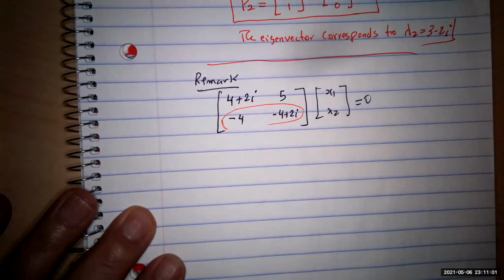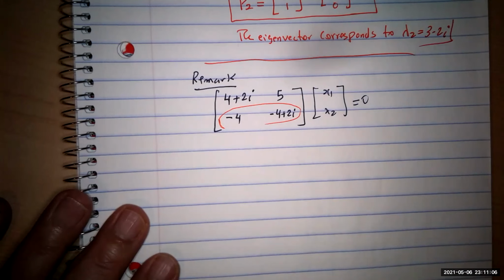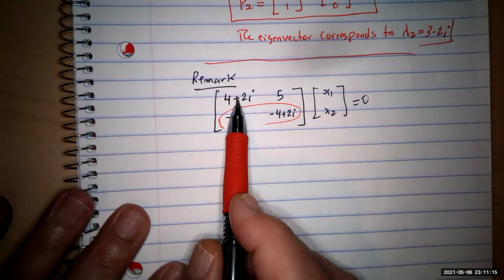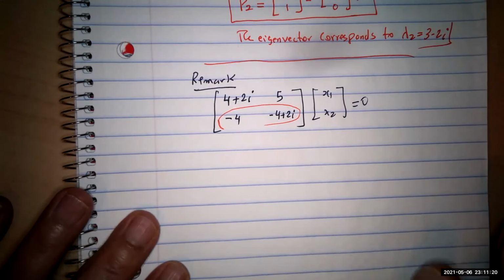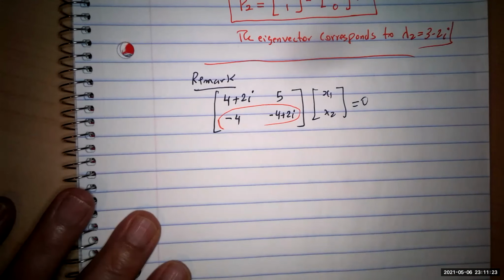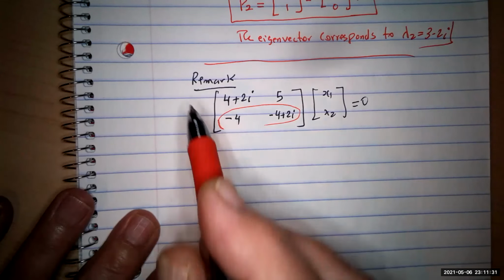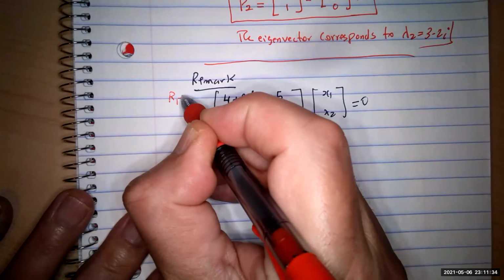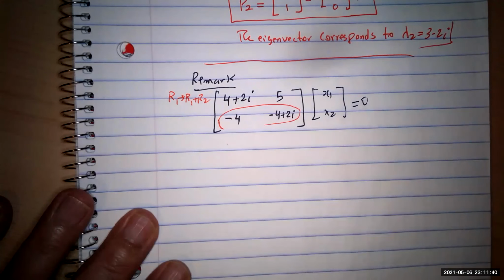Now, officially, if you want to do it, you have to change it to the row echelon form. So you need a 1 here and a 0 here. To get the 1, you can divide by 4 plus 2i if you like, or you can simplify it a little bit. You add these two together. This is R1, and I write that as R1 plus R2. So this is going to be the result.